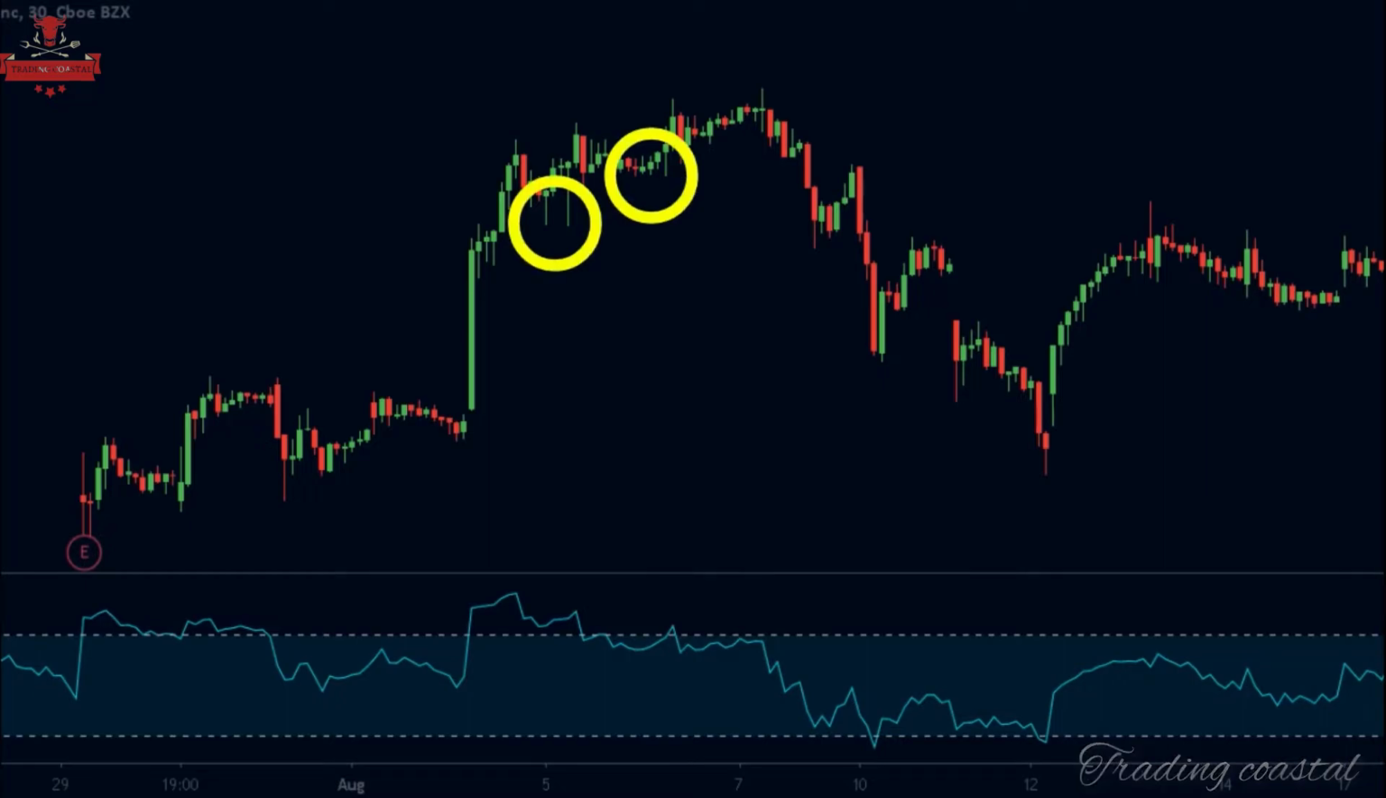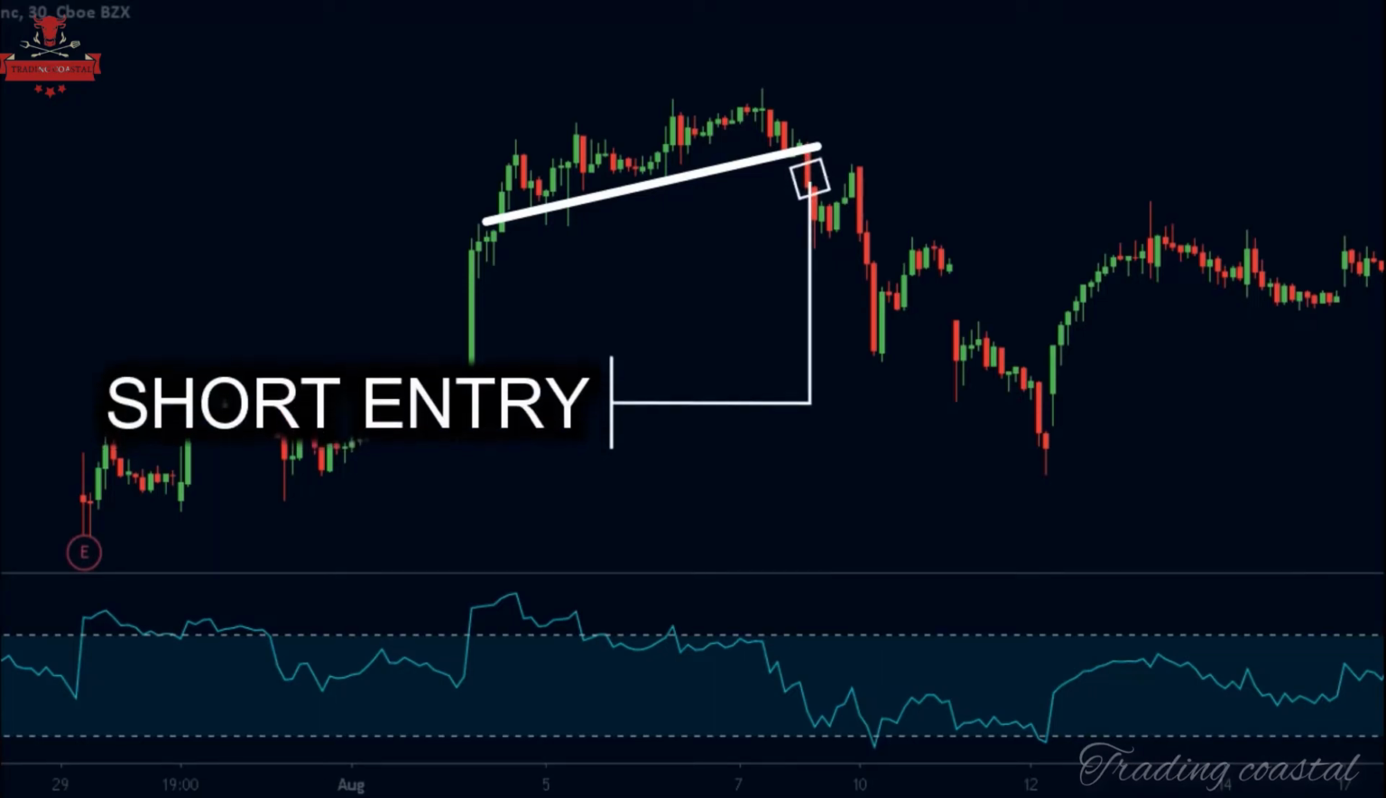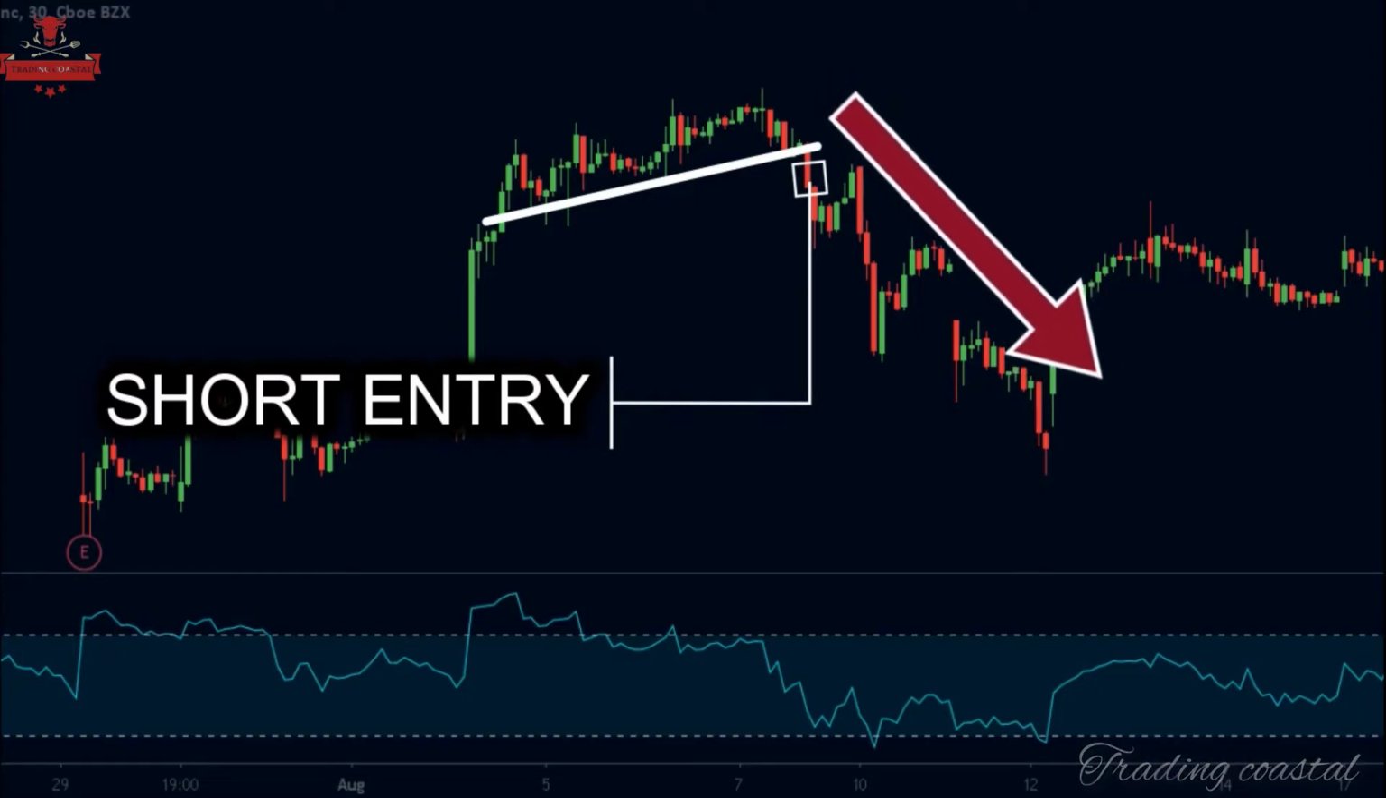We will do this by connecting the recent swing lows. Here is how the trend line will look. After creating the short-term trend line, we will wait for the price to break the trend line. After the price successfully breaks below the trend line, we will place a short entry. As you can see, a sharp sell-off occurred after our entry. Hence our trade would have been profitable.